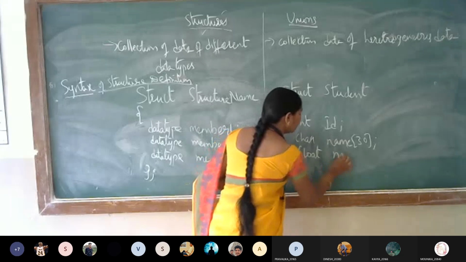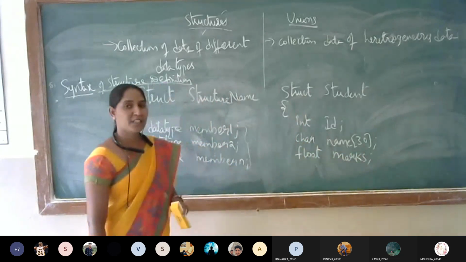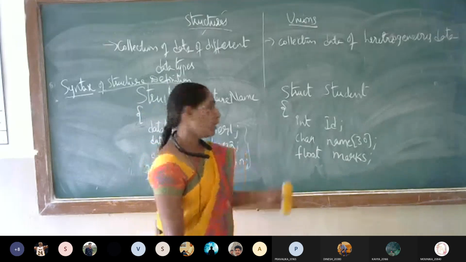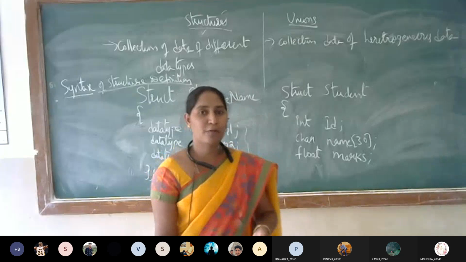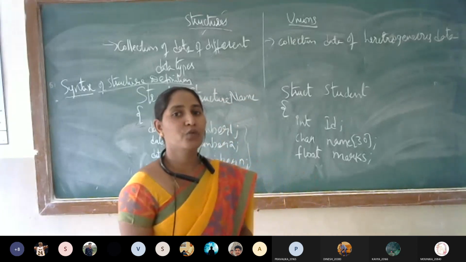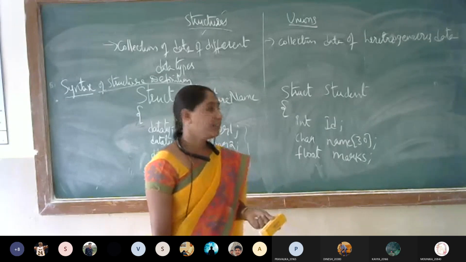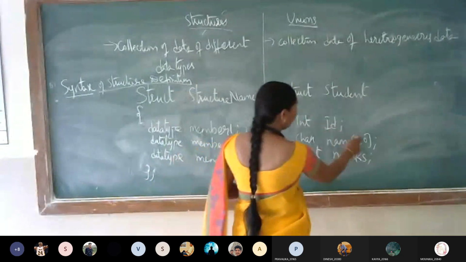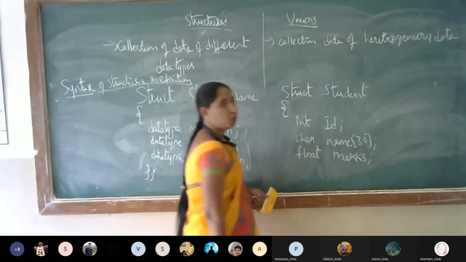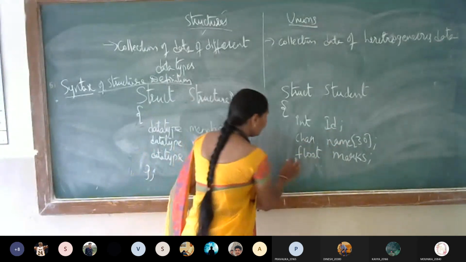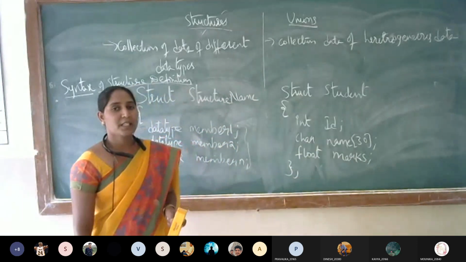Then if I want to specify the marks of the student, I'll take that as float marks. Or if I want to specify height and weight of the student, I will specify float height, float weight. If I want to give the mobile phone number, then I'll be specifying int phone number, like that. Each and every member will be terminated with a semicolon. So ID is member 1, name is member 2, marks is member 3. Then close with closing flower braces, and it should be terminated with a semicolon.